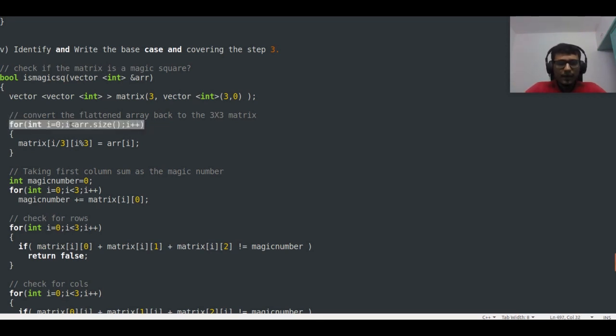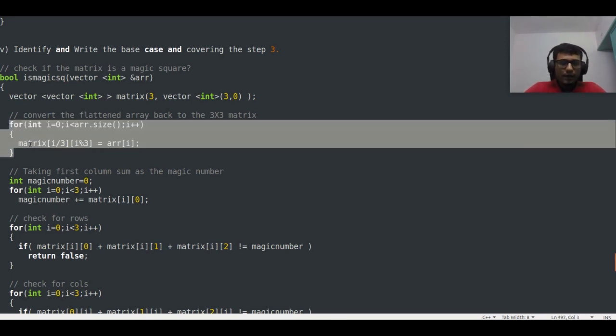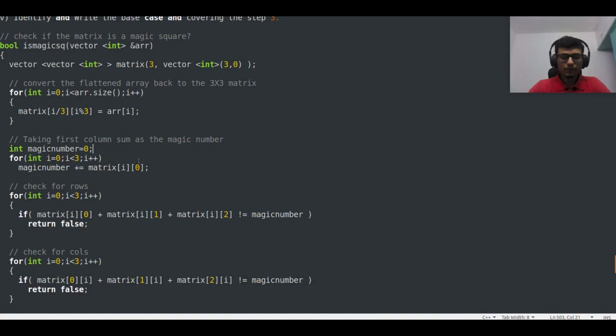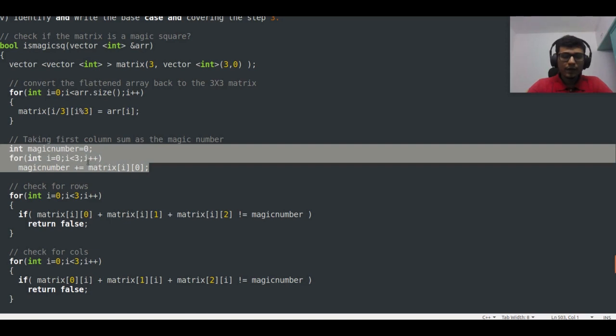So we iterate over all the elements in the flattened array and we place each inside the matrix at the appropriate position by using those two formulas, I divide by 3 and I mod 3. After this for loop, we'll have our matrix ready, which is our two-dimensional matrix obtained from the flattened array. Okay, after doing that we need to assume a magic number. Here I have assumed the sum of values in the first column as the magic number. That is what is done here.